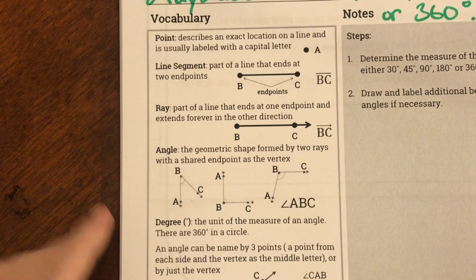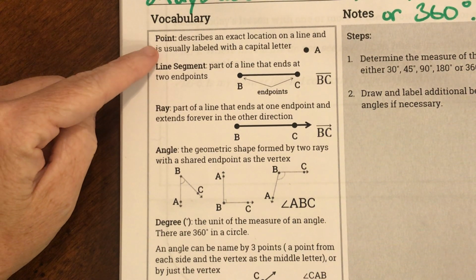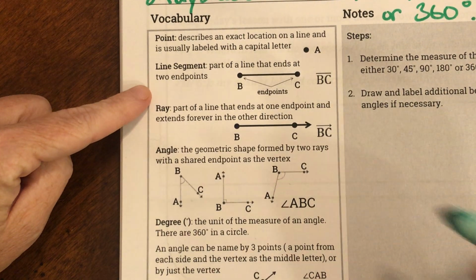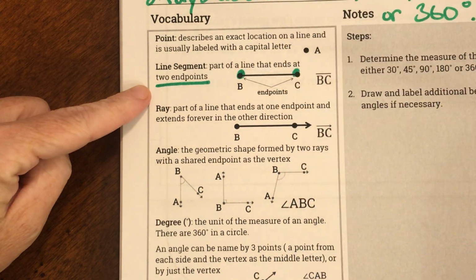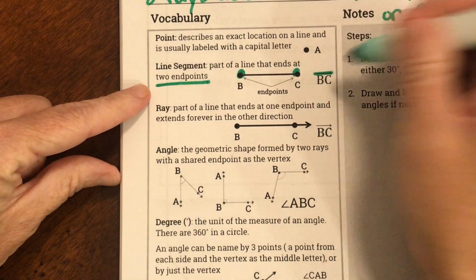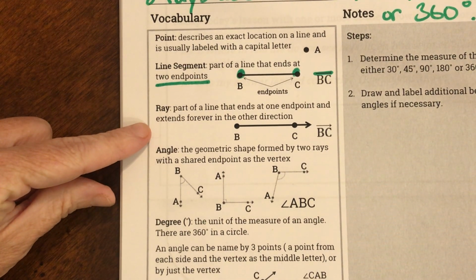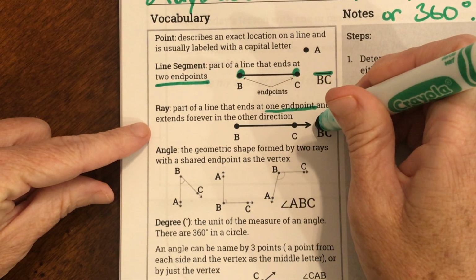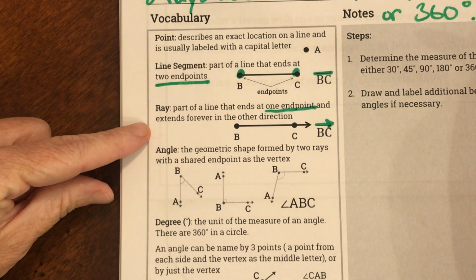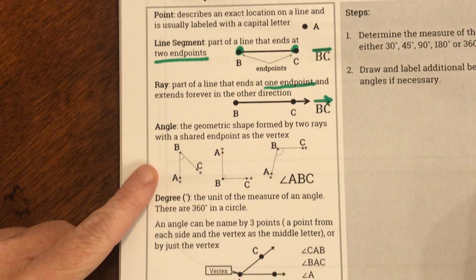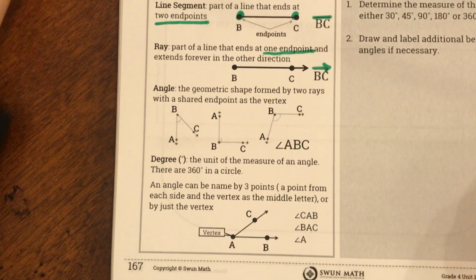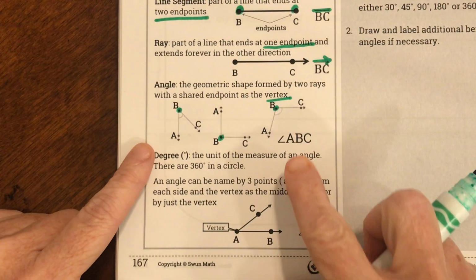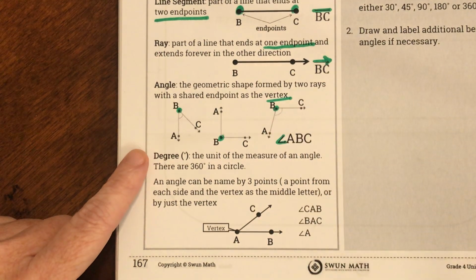Well, let's first remind ourselves of our basic vocabulary. As we talked about, a point is just a single point. A line segment has two endpoints. These two endpoints, and the mathematical notation is just a straight line. A ray only has one endpoint, and its mathematical notation is a line with one arrow. Okay, an angle has two rays connected by something called a vertex. A vertex is this point, and the mathematical notation looks like kind of a sideways V.